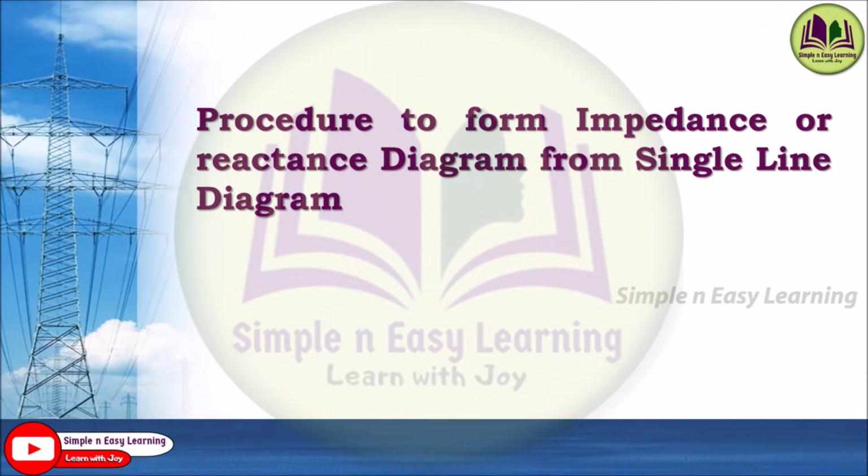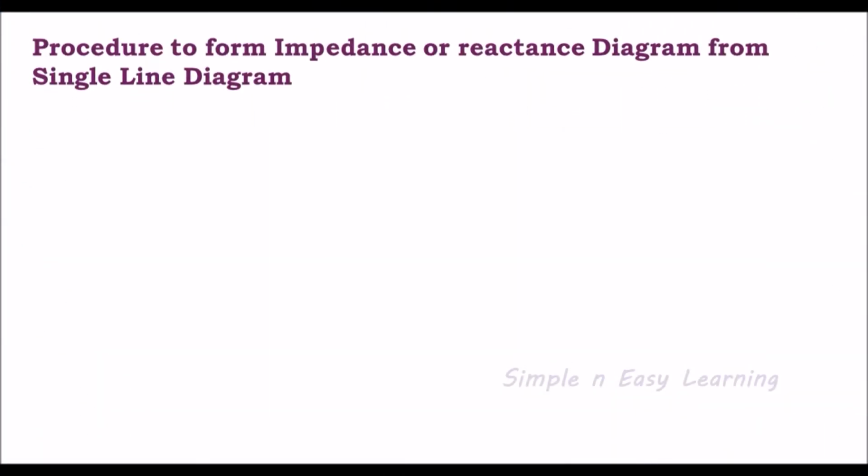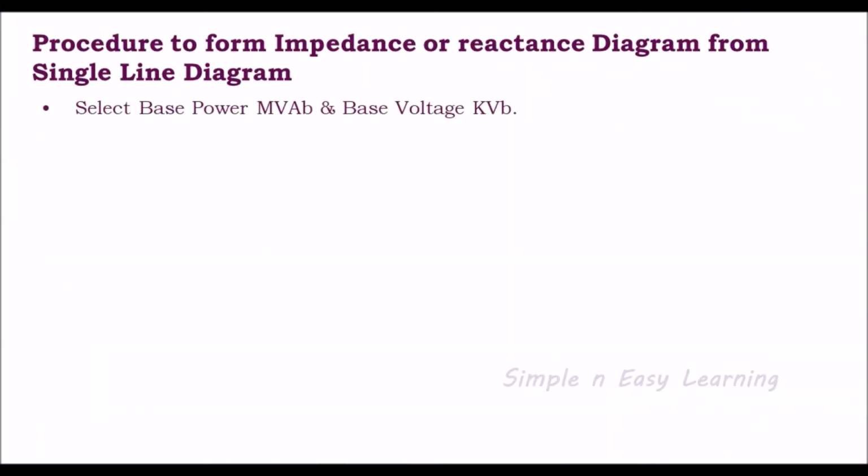Procedure to form an impedance or reactance diagram from a single line diagram. So how we can solve the problem and how we can draw an impedance or reactance diagram from the single line diagram, that we are going to discuss in this topic. So first step, select base power MVA-B and base voltage KVB.